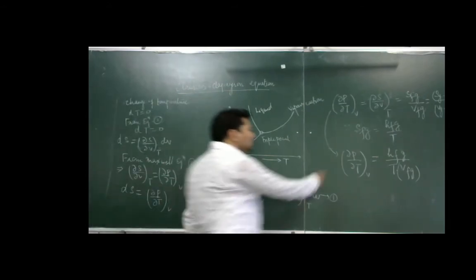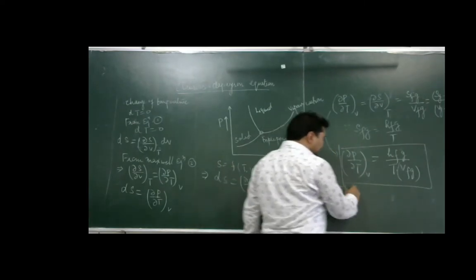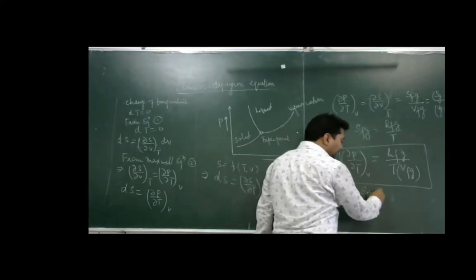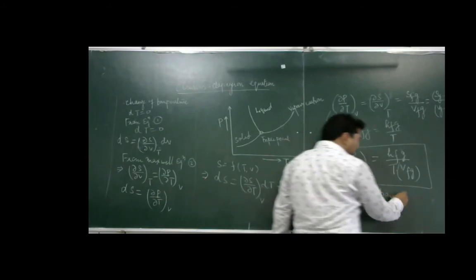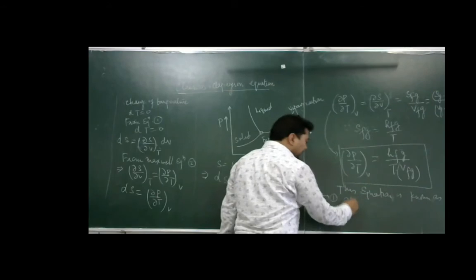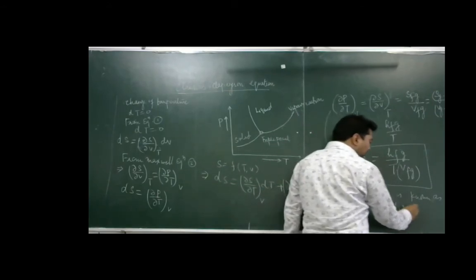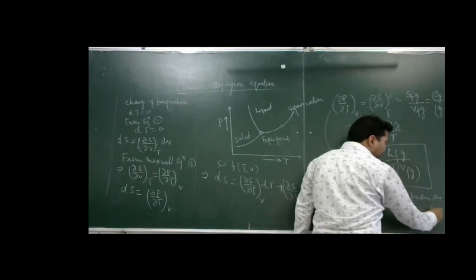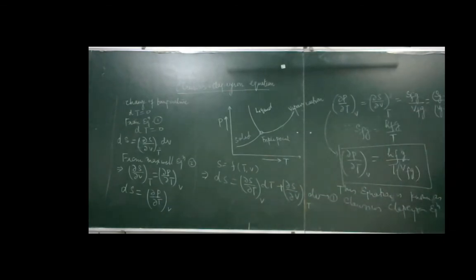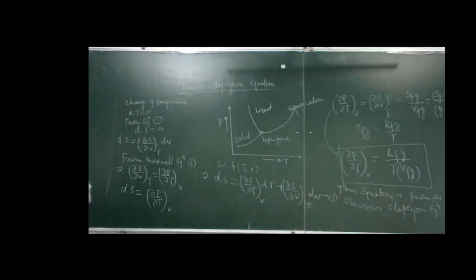So this equation is known as the Clausius Clapeyron equation. This equation is what we call the Clausius Clapeyron equation.